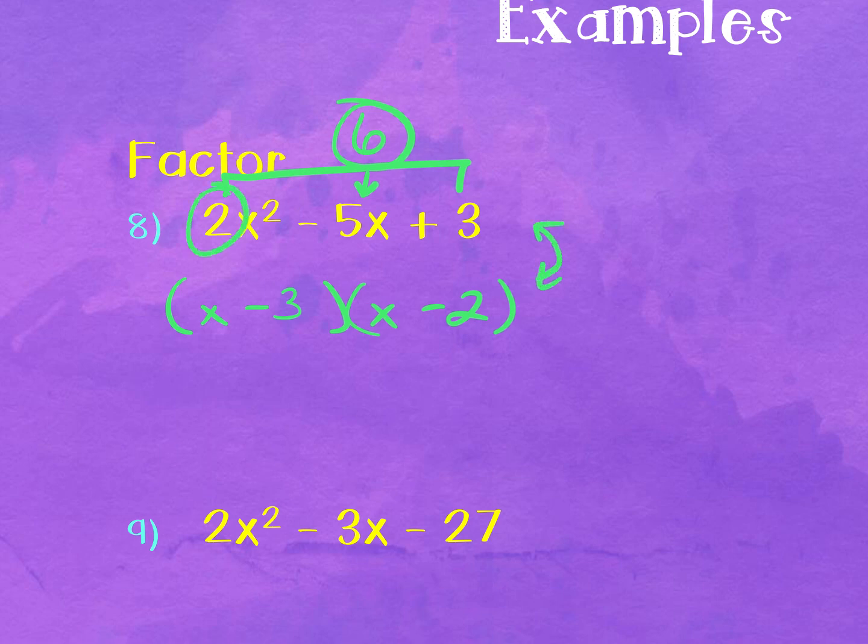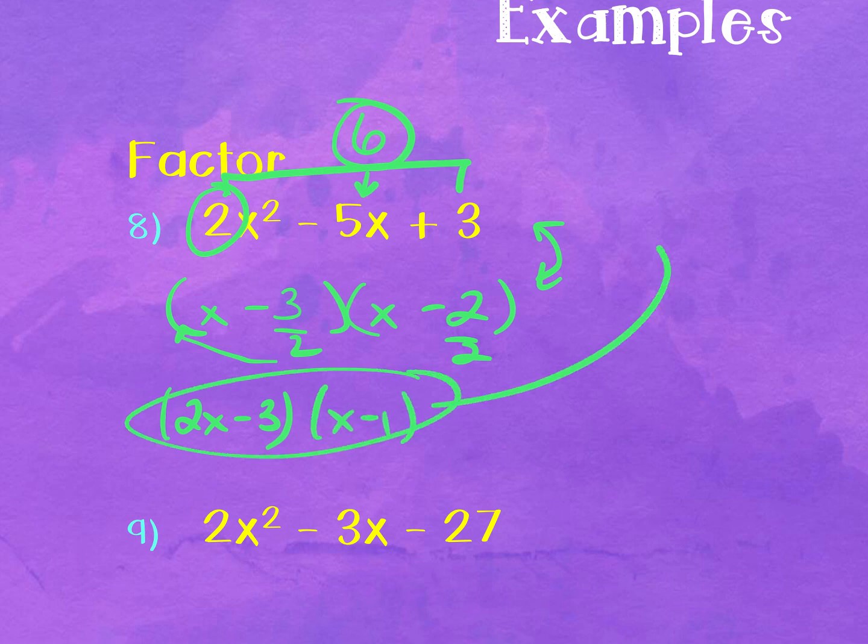I need to take my A term and put it under both of my factors and divide. Does 3 divide by 2 nice and pretty? No, the 2 is going to become my coefficient here, so 2x minus 3. Does 2 divide by 2 nice and pretty? Yep, so you have x minus 1. Now these things are the same. How can we check? Multiply it out.